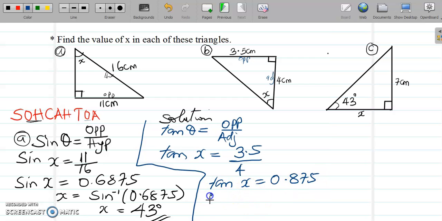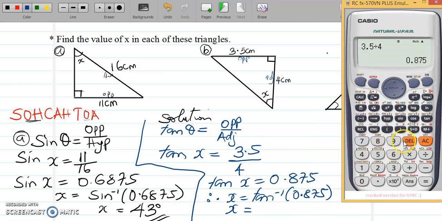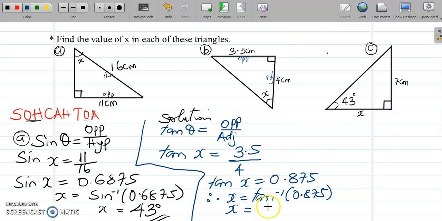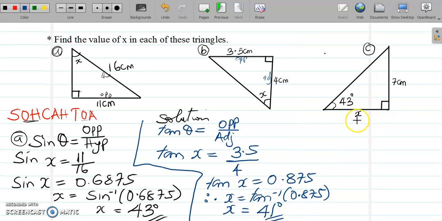For me to find x, I take the tan inverse of 0.875. So what is the tan inverse of 0.875? It gives me 41. See that? So we have 41 degrees.